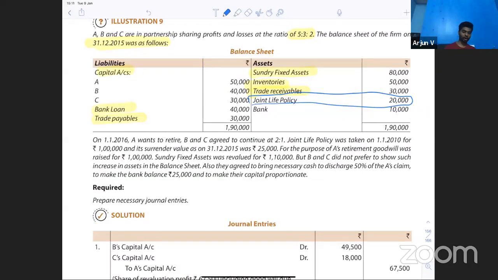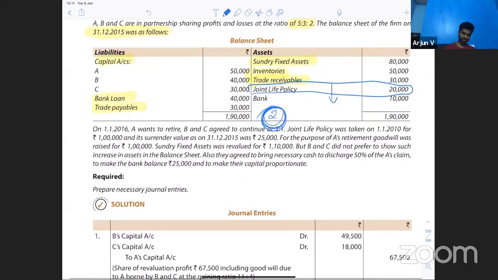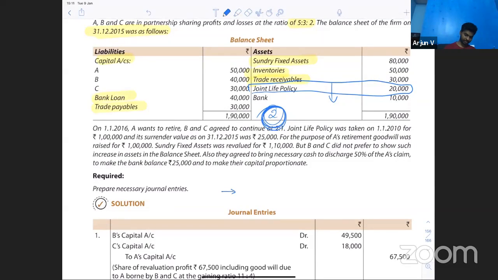Now, the moment joint life policy is on the asset side, we know we are talking of the second case. What did I say regarding the second case? Let's just focus only on the first case right now. Joint life policy is the only new thing. So let's see what all they have given. A wants to retire, B and C agree to continue. Joint life policy was taken for 1 lakh and its surrender value was 25,000.